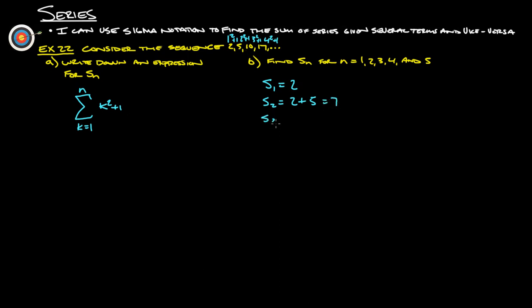Okay. S of 3, 2 plus 5 plus 10 is going to be 17. S of 4, our fourth term, is going to be 2 plus 5 plus 10 plus 17, which is going to be 34. And then S of 5, 2 plus 5 plus 10 plus 17. We don't know the fifth term, but we can figure it out, right? Because we can plug 5 in. 5 squared is 25, plus 1 is plus 26. So really we're just adding on this 26 to the 34, right? Which gives us 60. Okay?